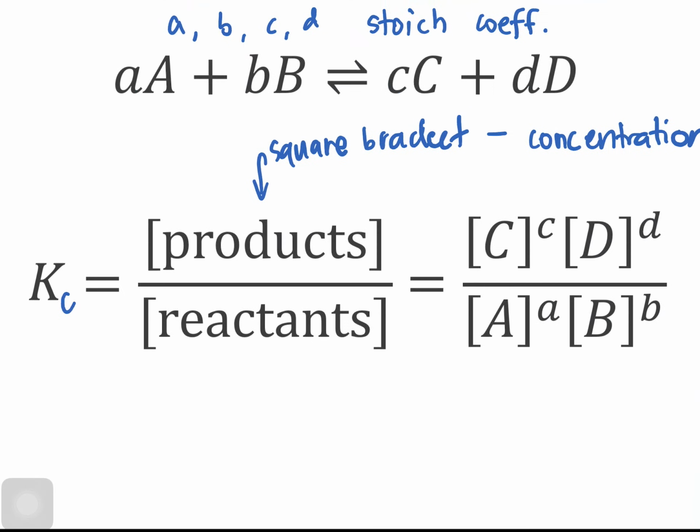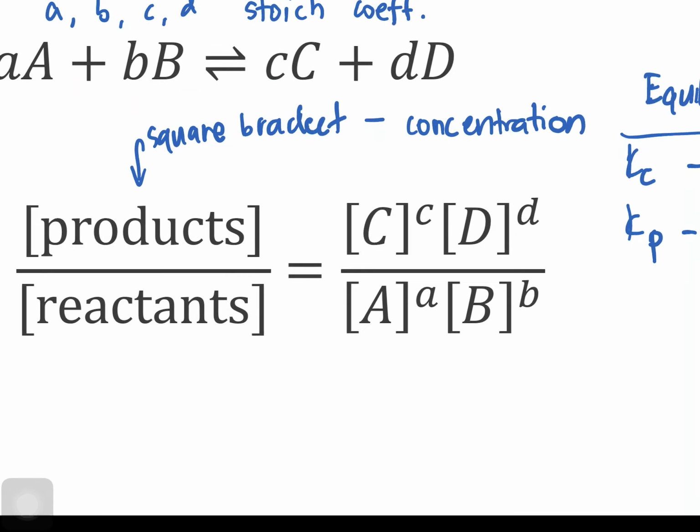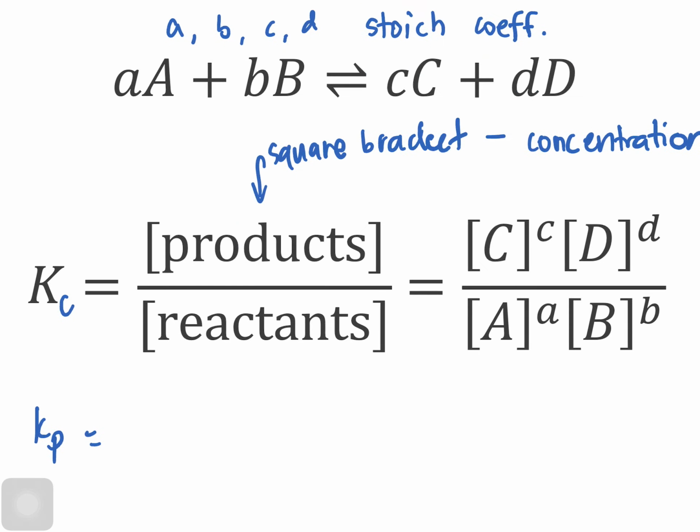What if we're going to write the Kp equivalent equation for this one? Suppose that all these species are gaseous species. If you want to write the equilibrium expression in terms of pressure, this is still the same: products over reactants.